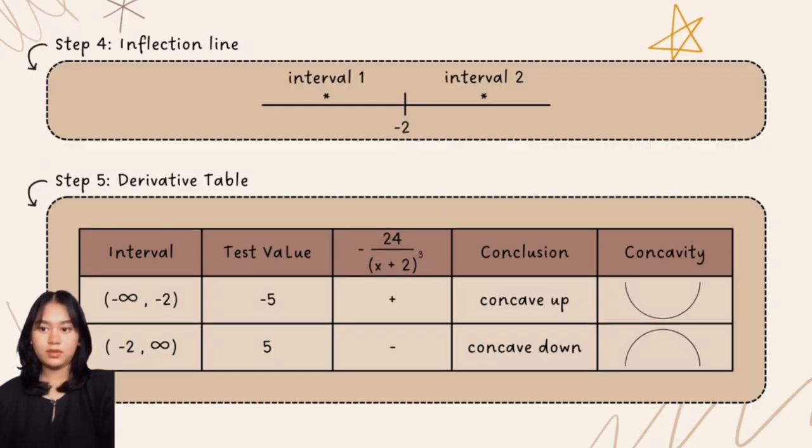Finally, the last step is where we need to do the derivative table. Here we have two intervals based on the inflection line, which is the first, negative infinity to negative 2. Meanwhile, for the second interval, we have negative 2 to infinity. For the first interval, I'm using negative 5 as the test value, and we got positive, which means it is concave up for the conclusion. Lastly, I'm using 5 for the second interval, and we got a negative, equal to concave down as the conclusion.